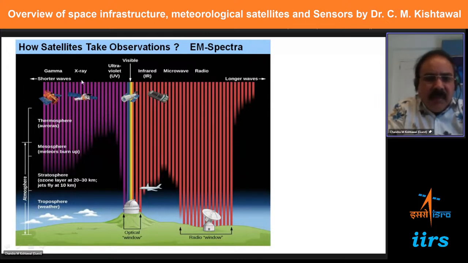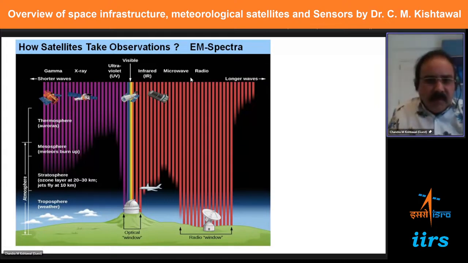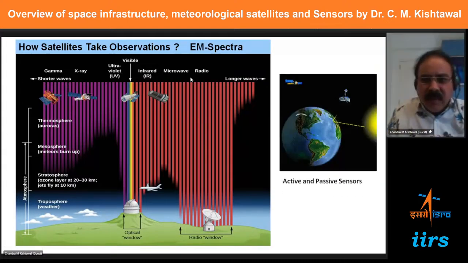But we don't go much into these frequencies because so far, whatever meteorological parameters we want to get, we can get from these frequencies only. So we use a very limited part of the electromagnetic spectrum, and these serve our purpose so far very nicely.